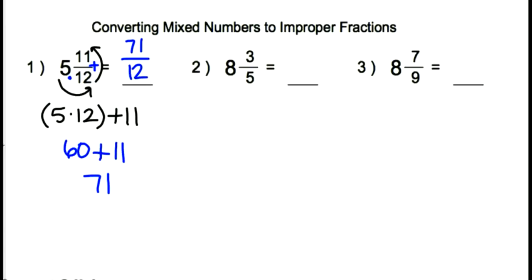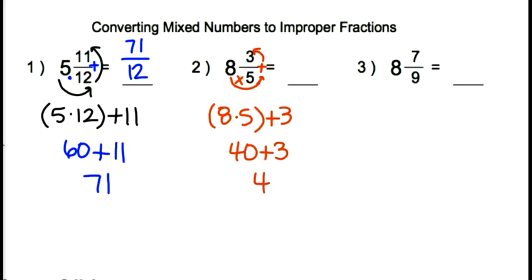So again, we're going to multiply 8 times 5, and then we're going to add 3. We're going to multiply our whole number by the denominator. We're going to multiply these two, and then we're going to add the numerator to it. So 8 times 5 is 40, plus 3 is going to give us 43. So our numerator is going to be 43, and our denominator is going to stay the same, which is 5.